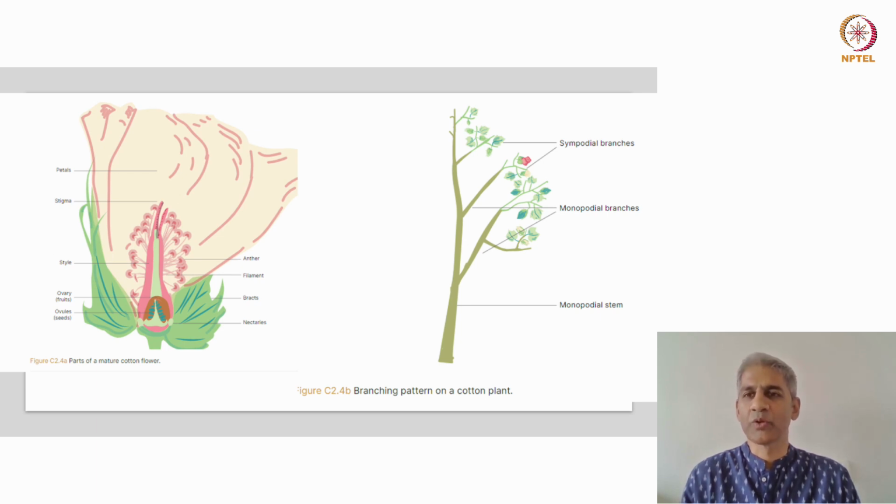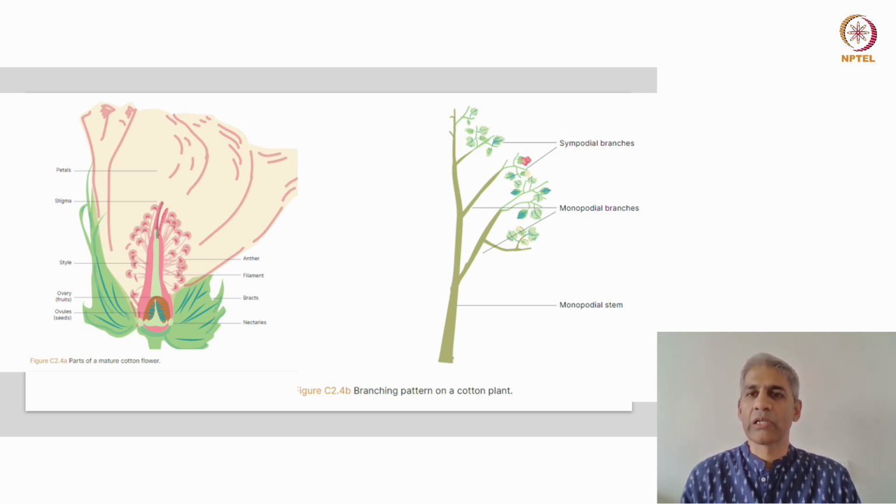And then you have these sympodial branches, and these sympodial branches have a terminal bud which ends in a flower. Then it has another bud on which is produced a leaf, and then it has a third axillary bud which gives rise to the next sympodial branch. So if you look at a single branch for a cotton plant, the flower which is closest to the main monopodial stem will be the oldest flower, and the flower which is at the very tip will be the youngest flower.